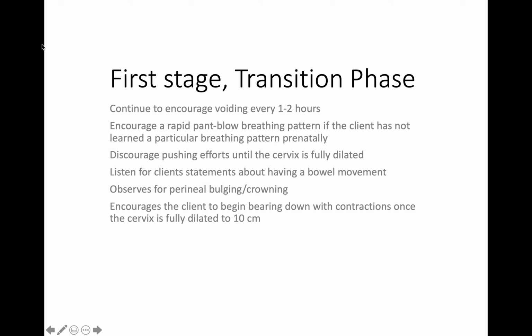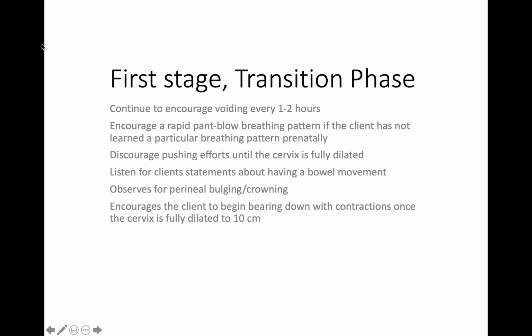And listen for client statements about having a bowel movement. All that means is, again, the uterus is in between the bladder and the rectum. So when that baby's head is down there, it's putting pressure on that lower bowel, and it feels just like you're going to have a bowel movement. Very, very similar, the pressure. Observe for perineal bulging and crowning, because that means the head is there. And encourage the client to begin bearing down, using those abdominal muscles to help push down on that uterus and move that baby out once the cervix is fully dilated.